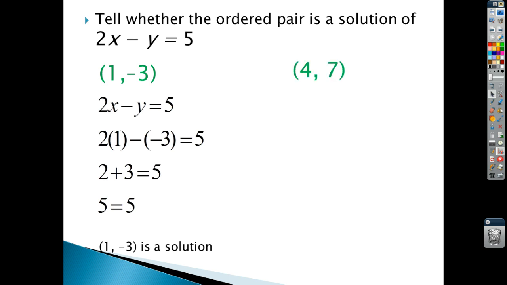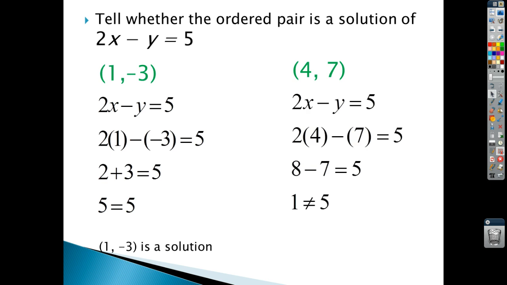All right, here's one, 4 comma 7. I want to say, if I plug in 4, will y result in 7 for this function? 2x minus y is equal to 5. Okay, so same idea. Plug in the numbers, and you'll notice that when I finally get to the end, I get 1 on the left side. Well, 1 is not equal to 5. That means that 4 comma 7 is not a solution.